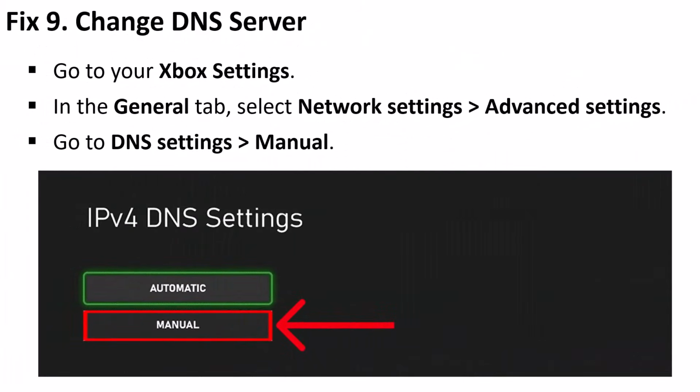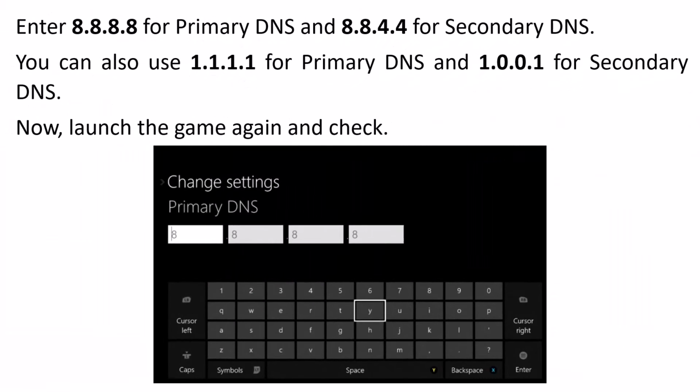Fix 9 is to change DNS server. Go to your Xbox settings. In the general tab, select network settings, advanced settings, go to DNS settings, manual. Now in primary DNS type 8.8.8.8 and in secondary DNS type 8.8.4.4. Now launch the game and check. If that doesn't work, then in primary DNS type 1.1.1.1 and in secondary DNS type 1.0.0.1 and then relaunch the game again and check.